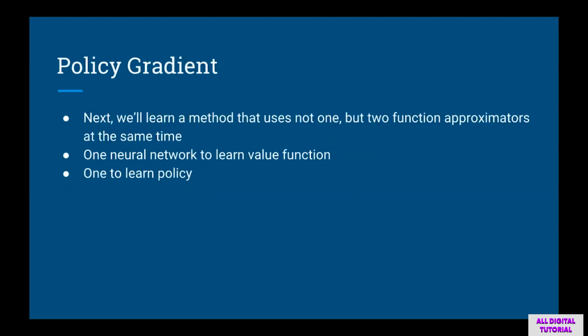After that, we'll look at a method that uses not one, but 2 function approximators at the same time. In particular, we'll be using one neural network to learn the value function, and one neural network to learn the policy. This is called the policy gradient method.